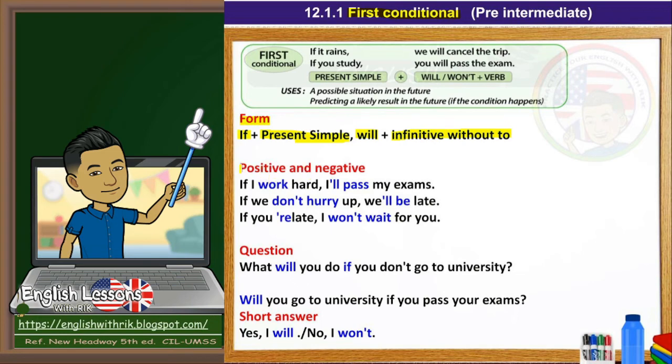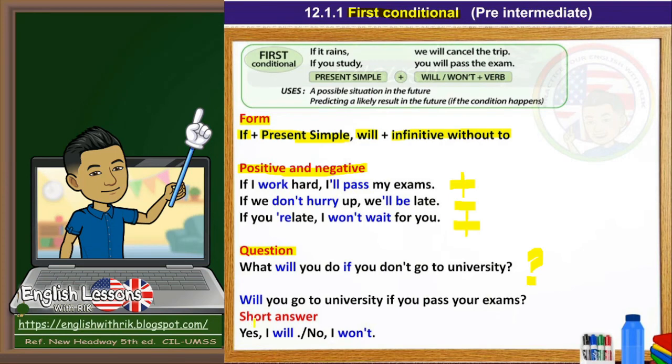Positive and negative. If I work hard, I'll pass my exams. If we don't hurry up, we'll be late. If you're late, I won't wait for you. Question. What will you do if you don't go to university?